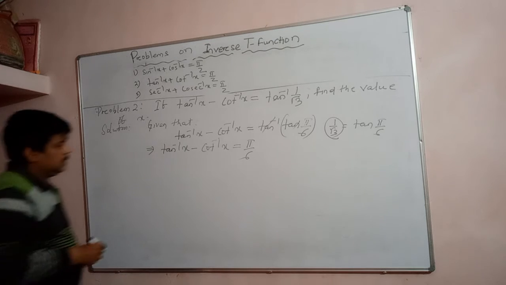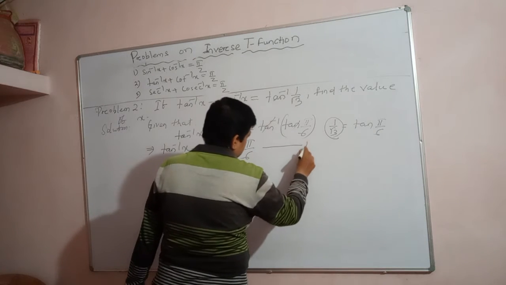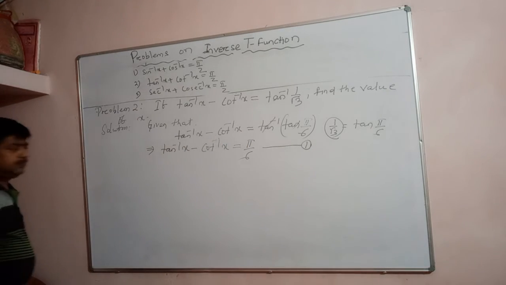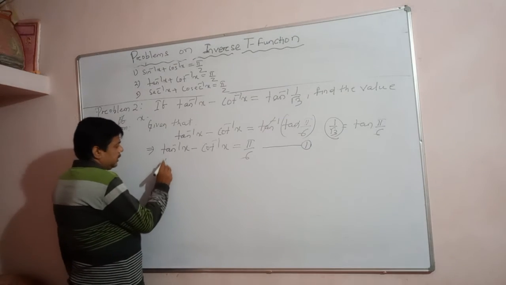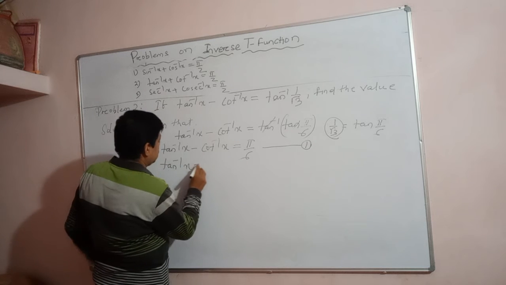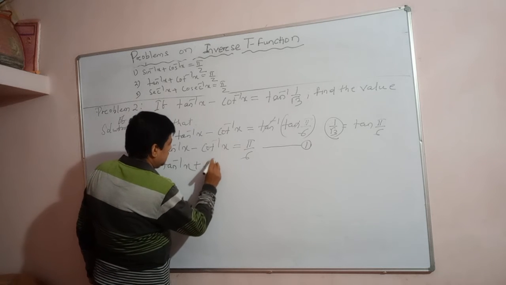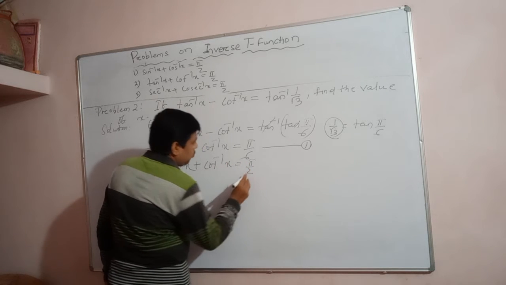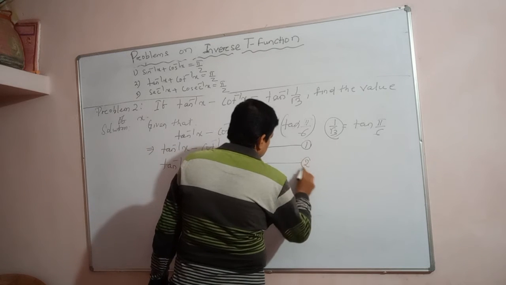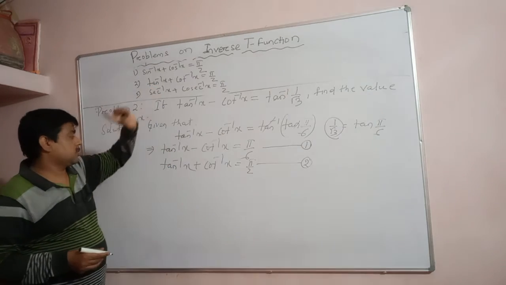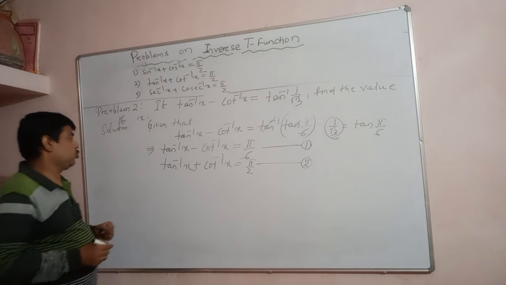This is one of the equations, equation 1. And you know that tan inverse of x plus cot inverse of x is equal to pi upon 2. This is equation number 2, according to the property.